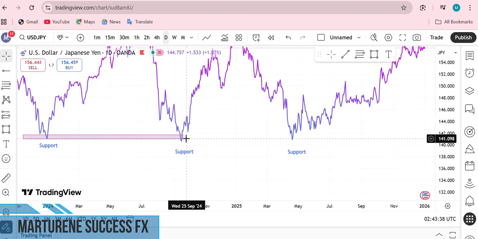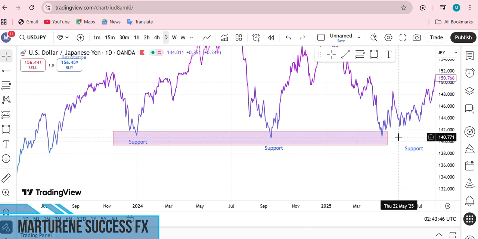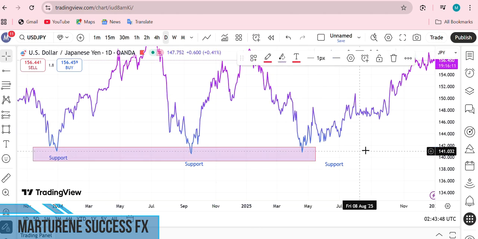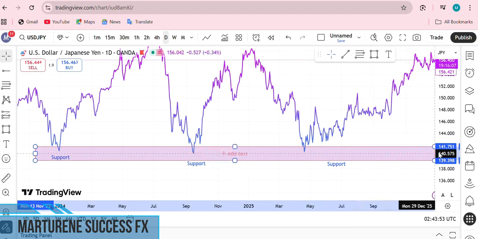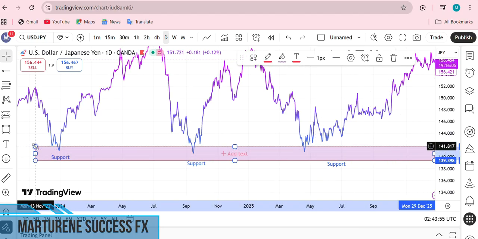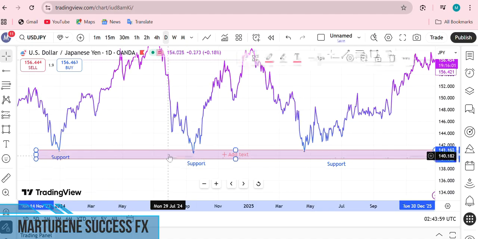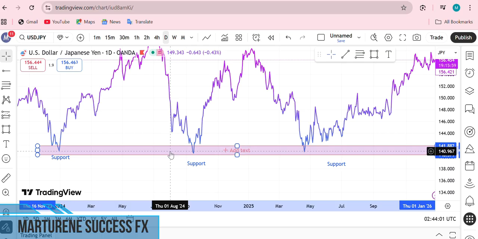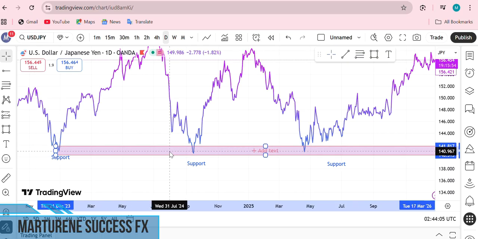It's a zone. I don't know what's happening with my mouse. Plot it as a zone, as you can see.